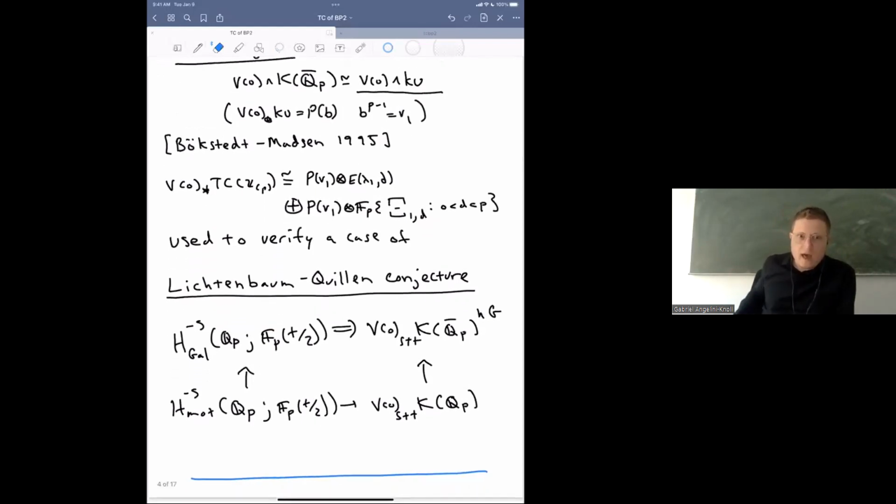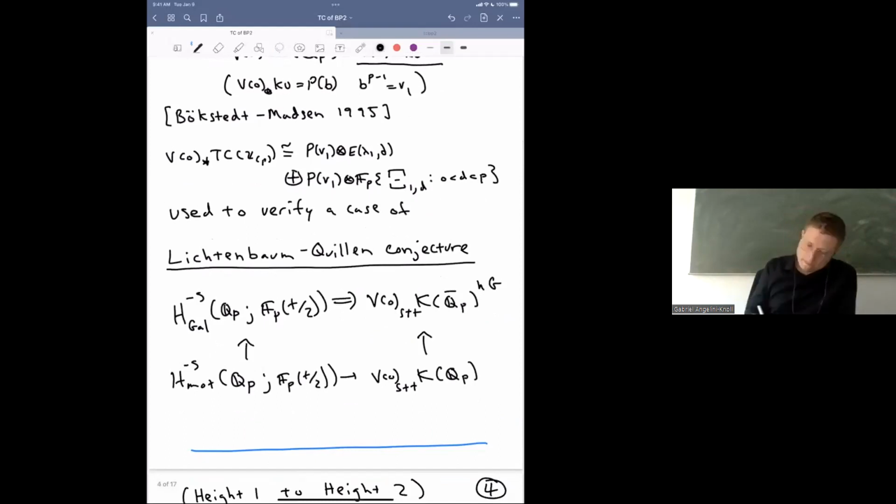At the time, the Lichtenbaum-Quillen conjecture was not known, and they were able to verify a case of it using this result. The way I like to phrase the Lichtenbaum-Quillen conjecture is that you have two spectral sequences. There's a motivic spectral sequence computing K-theory, and then there's an étale cohomology or Galois cohomology spectral sequence computing v1-inverted K-theory, or some homotopy fixed points of some Galois group.